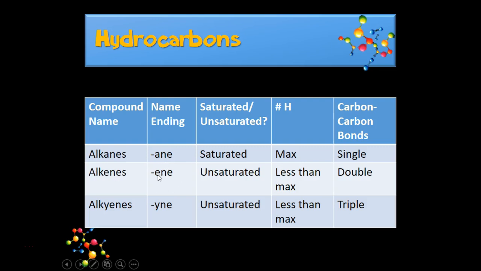Alkenes, ENEs, are unsaturated, so there's going to be less than the maximum number of hydrogens for the number of carbons I've got present, and that means double bonds are going to have to be present in these guys. Alkynes, YNEs, also unsaturated, so less than the maximum number of hydrogens, and they accomplish that because of triple bonding between their carbons. So these are all going to be suffixes or ends of names that are going to give us some idea as to what's going on between the carbon bonds that are being formed in our carbon skeletons in these compounds.